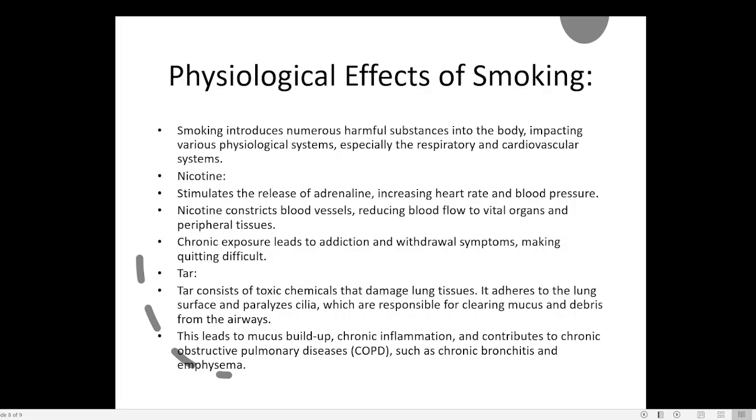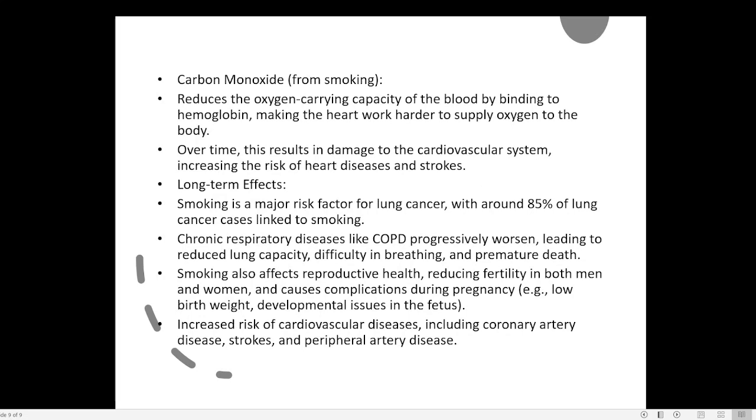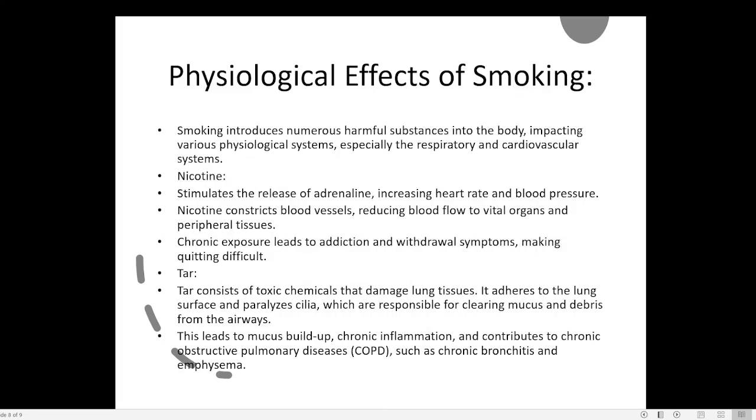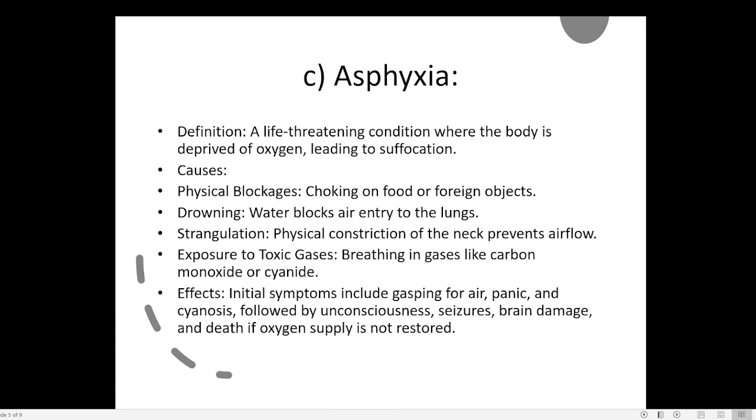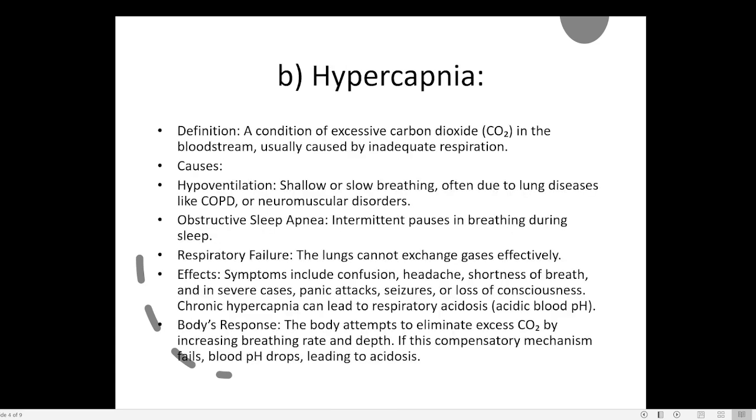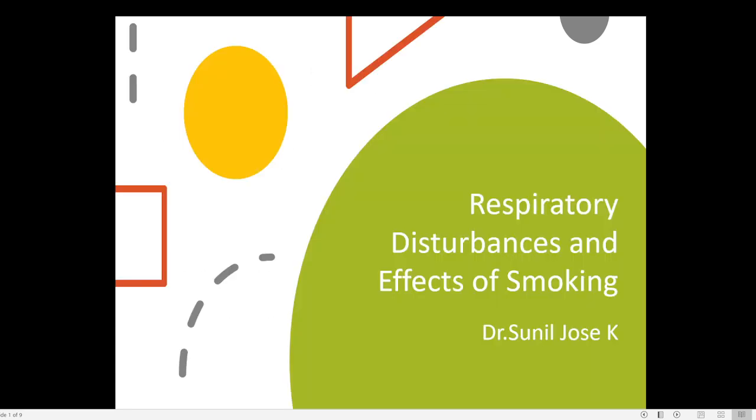So here you can see that there are three major chemicals: nicotine, tar, and carbon monoxide, and these are the chemicals which are responsible for most of these long-term effects as well as short-term effects of smoking. So this is an idea regarding the major respiratory disturbances of smoking. We have to mention carbon monoxide and three other conditions: asphyxia, hypercapnia and hypoxia.